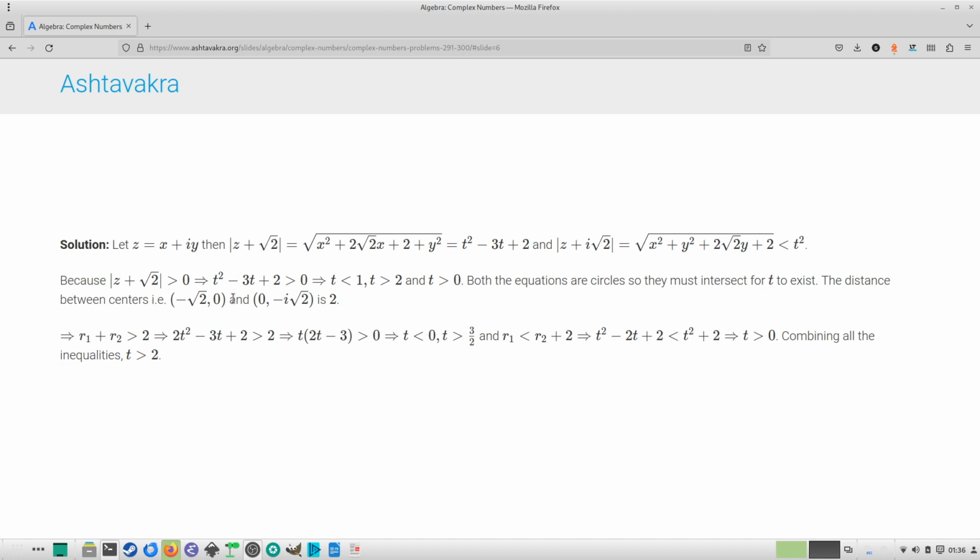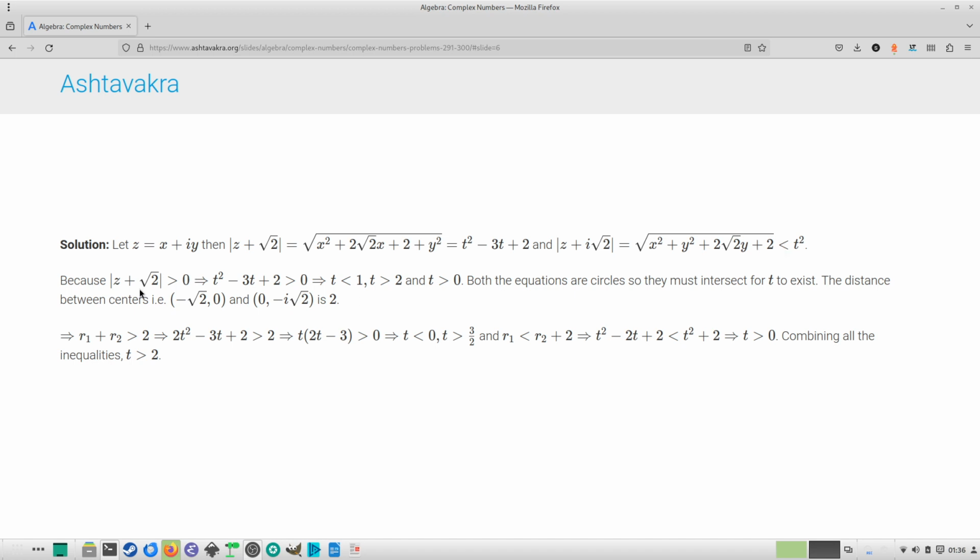So we let z is equal to x plus iy. Then mod z plus square root of 2 becomes square root of x square plus 2 root 2x plus 2 plus y square is equal to t square minus 3t plus 2. And mod z plus i square root of 2 implies square root of x square plus y square plus 2 root 2y plus 2 less than t square.